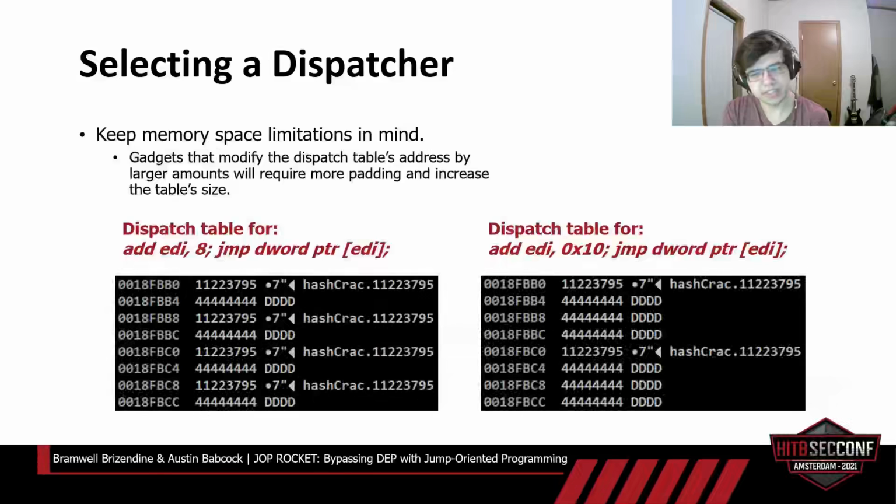When we're selecting a dispatcher, we want to keep in mind how much memory we have available for our payload. So if we have a dispatcher that is going to be something like that one on the right, where we have add EDI hex 10, we have to have a lot of padding in between each functional gadget, and we're going to take up a lot of space.